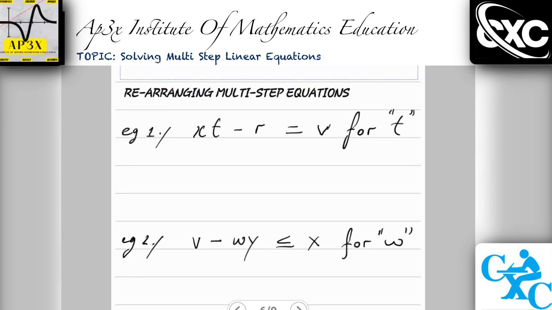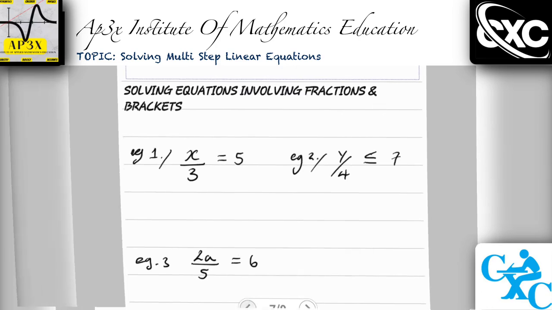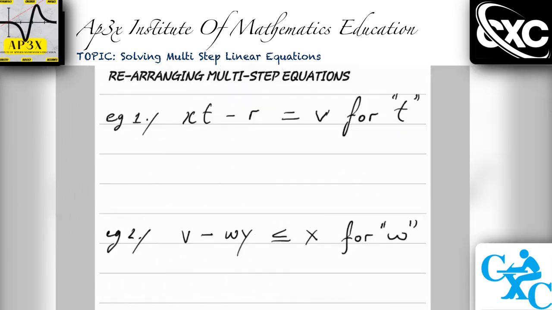All right, so earlier we were solving multi-step equations. Now we're going to be rearranging multi-step equations. Earlier we were solving multi-step equations, getting an actual value for the unknown, but here we're going to be solving multi-step equations by rearranging. So here we will not get an exact value for the subject. We're just going to get an expression that can be used to find the value of that subject.